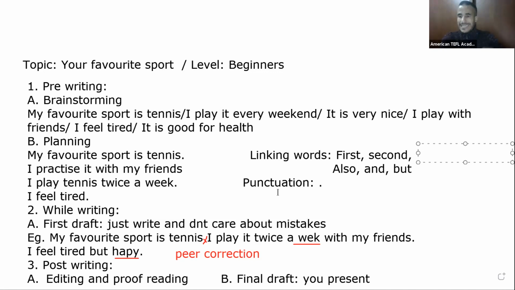They correct each other. Now, can you write again the final draft and submit it? This is how we teach writing. Okay. Clear so far? Yes, it's clear. Great. Shall I move to the next slide?